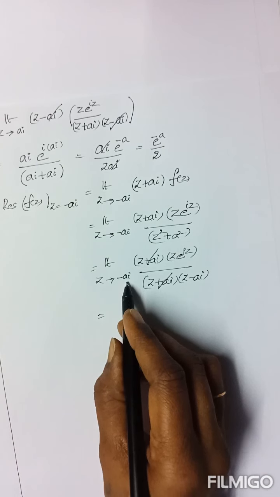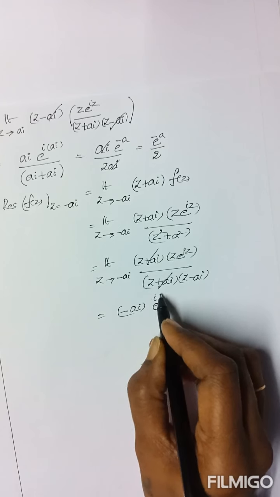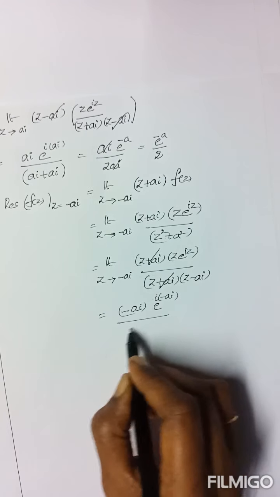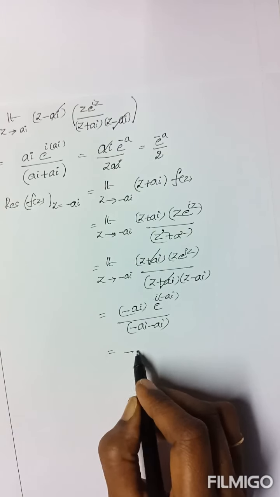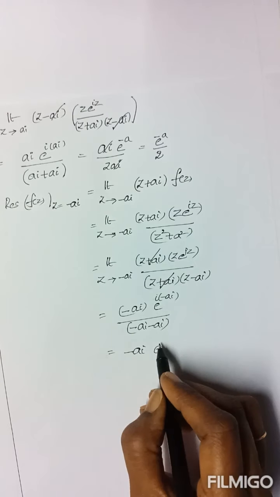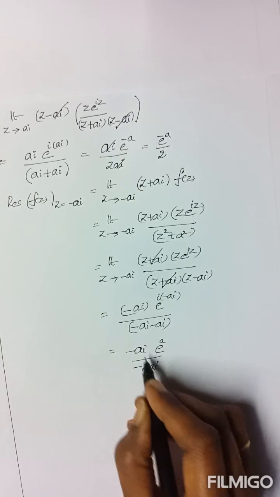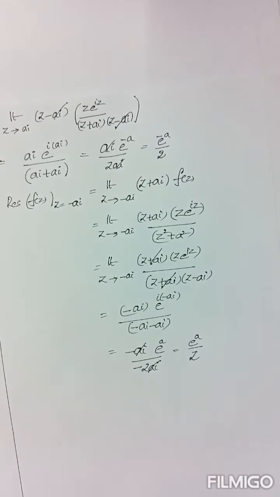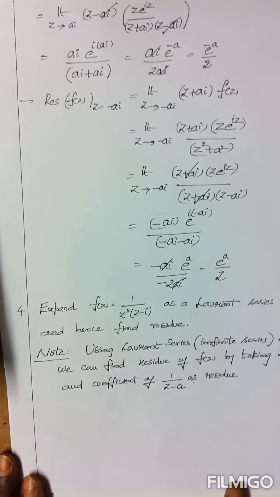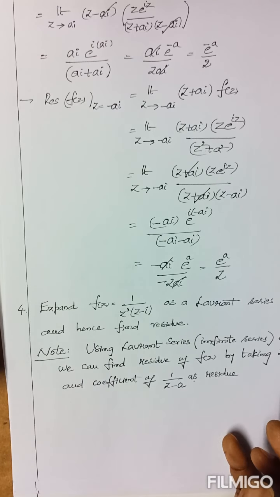Then these two factors get cancelled. Now put z equal to minus ai: minus ai e to the power of i into minus ai by minus ai minus ai. Totally here it is e to the power of a only, over minus 2ai. The ai cancels, and e to the power a by 2 is the residue of the function. Here the next given question is: expand f of z as a Laurent series about i and hence find the residue.